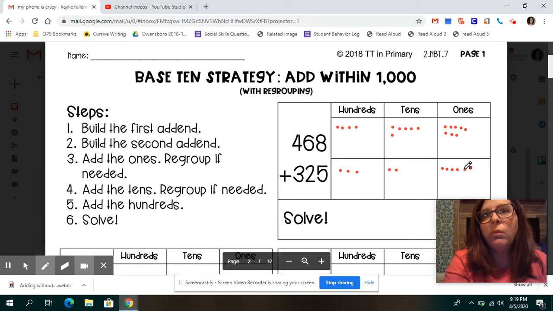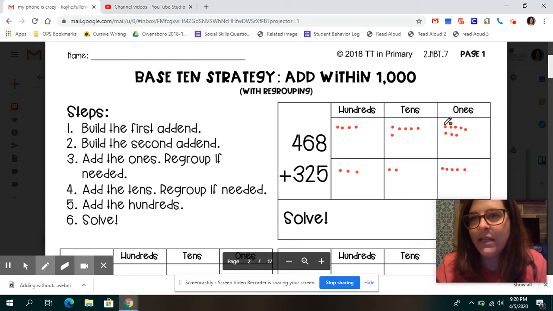So let's look at our ones place first. I have 8 ones plus 5 ones. 8, 9, 10, 11, 12, 13. That's more than 10. So I need to bundle and move it over to the tens place, because with more than 10, I have to bundle 10 and move it over. So look how I show that in my place value chart.